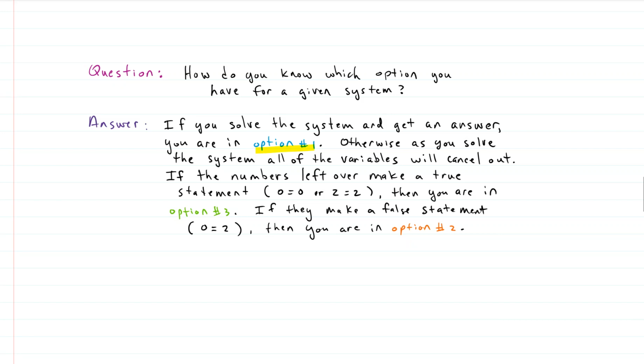Otherwise, as you're going along, the variables will drop out. They'll disappear. And you'll be left with numbers and an equal sign. If those numbers and equal sign make a true statement, like 2 equals 2, then you know you have the infinite solution case on your hands. And that is option 3. If those numbers make a false statement, like 0 equals 2, then you know that you have no solution, and you're in option number 2.